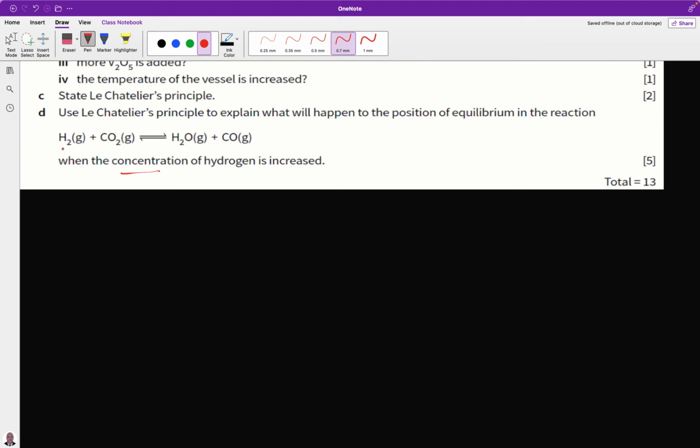Once more, increasing this distorts the equilibrium. To reduce this so that the equilibrium is re-established, more of this will be used up for the production of more of the product. Therefore, we say the equilibrium will shift from left to right.